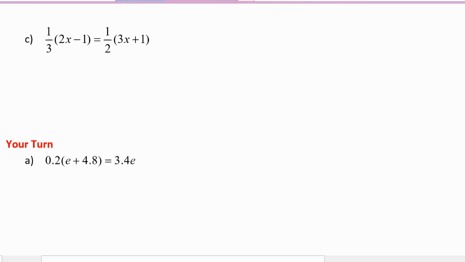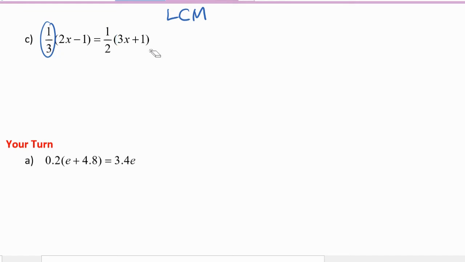All right, letter C. Oh, this looks tricky. Yes, this is tricky. If you use the distributive property, it becomes so tricky. So I'm going to tell you how to solve this equation using an easier method. Look at this. You have 1/3 and 1/2. I don't want to have fractions in front of a bracket. So what I'm going to do is use LCM to get rid of the fractions.